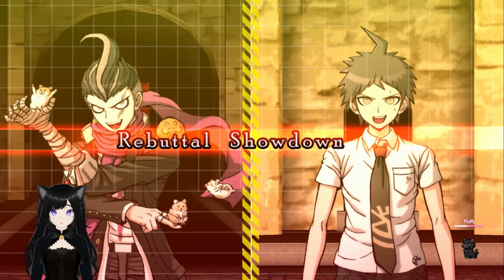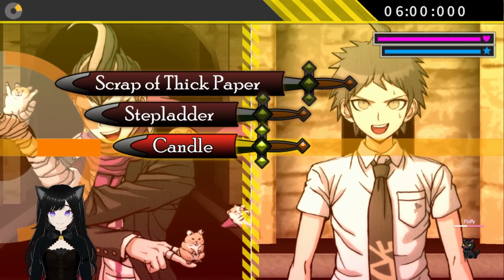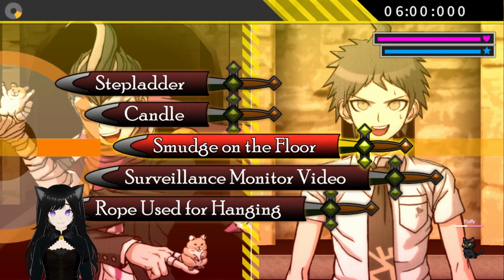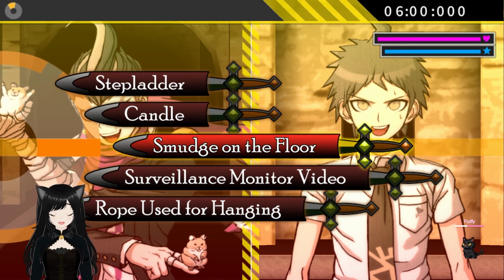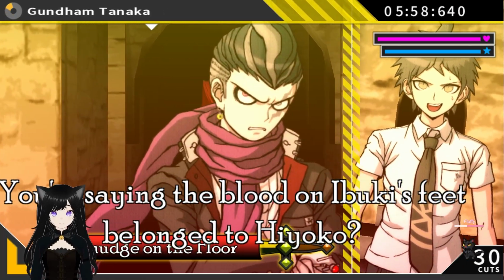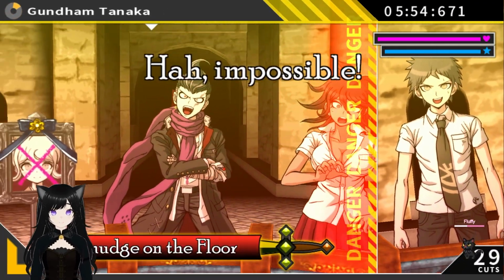All right, so this is the one where we gotta slash the words, I think. Oh, it's a smudge on the floor, I bet. Because that's a shoe print smudge. All right, so you're saying that the blood on Ibuki's feet belonged to Hiyoko? Oh, no, it's gotta be. Ha! Impossible! All right, we gotta do this.